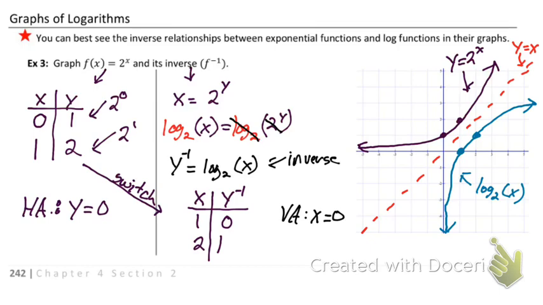What's important here? Exponential functions have a horizontal asymptote. Logarithmic functions have a vertical asymptote. Neither one has both. So once again, an exponential function has a horizontal asymptote at y equals 0 unless it's shifted up or down. So a logarithmic function is going to have its vertical asymptote at x equals 0 unless your graph gets shifted left or right.